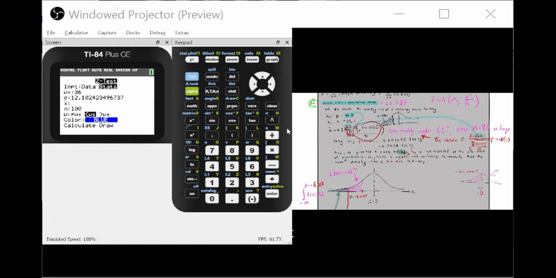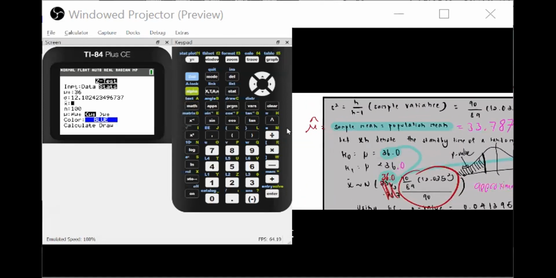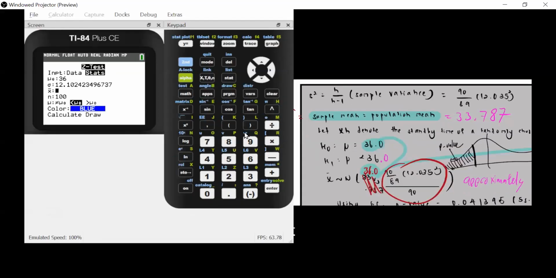Oh, I cannot see. It's very blurry. Oh, okay. 33.787. Yeah, okay, good. Let me see why it's so blurry. If I just, is it clearer now? Yeah, it's clearer. Oh, right. Oh, that's how you do it. Okay. Yeah. Let's just continue keying in.